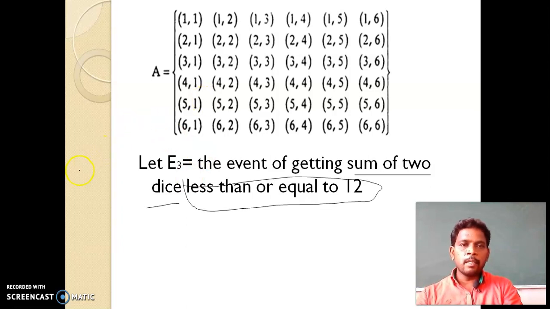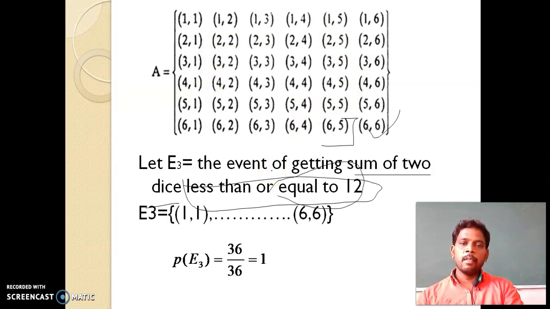Up to less than or equal to 12 means up to this one, 6 comma 5, where the total is 11. And they're asking to include equal to also. Only one case is equal, that is 6 comma 6. So all the outcomes come under this event. The answer is 36 by 36, and if you cancel, we get 1.